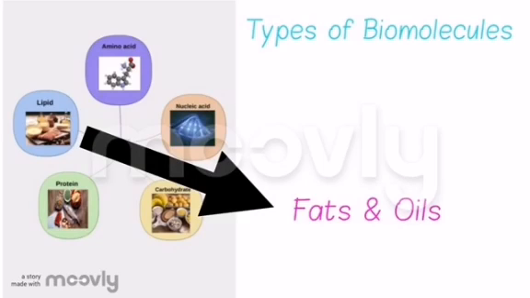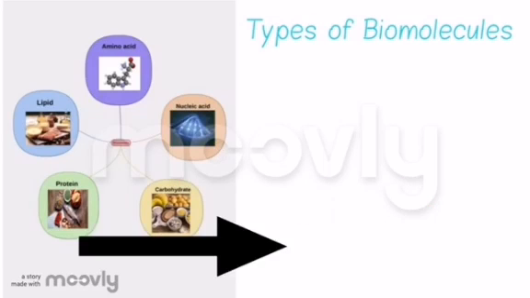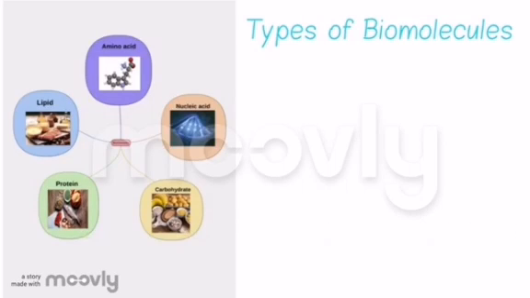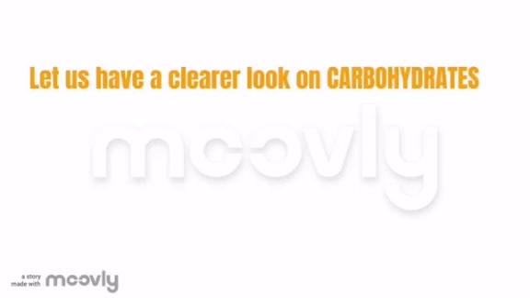Next, the lipids, fats and oils; body-building proteins, the macromolecules made up of amino acids. Finally, the nucleic acids, DNA and RNA. Let us have a clearer look at carbohydrates.